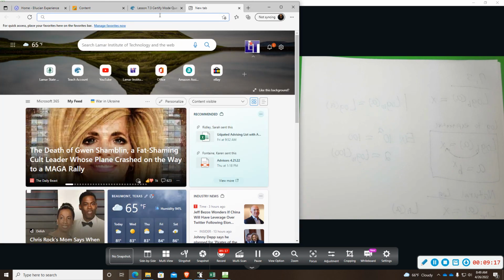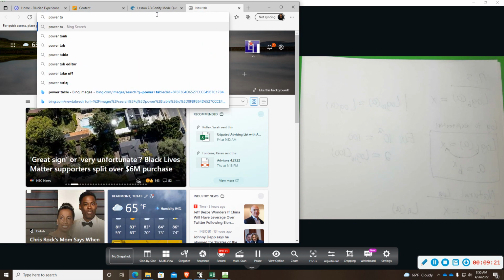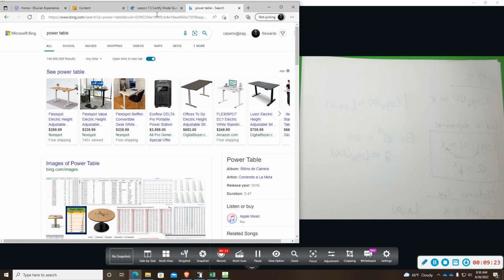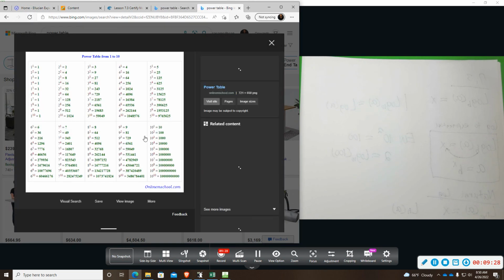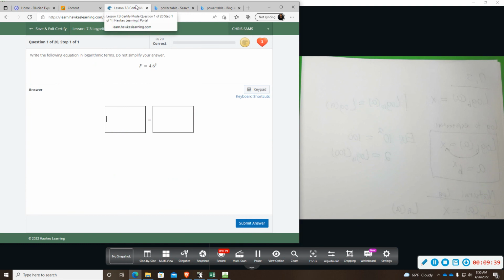So again, I recommend that power table that we used with exponential. I like this output right here. We're going to be solving some logs, and this power table will be helpful being able to rewrite those bases. So that's going to come in handy whenever we're rewriting logs in terms of exponential and vice versa, which you'll see here shortly.